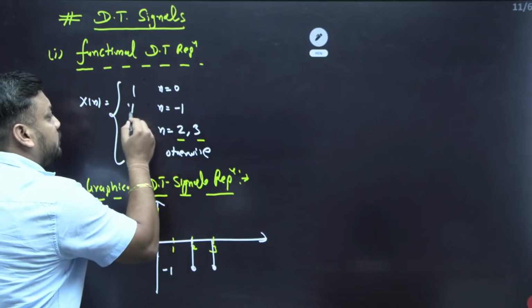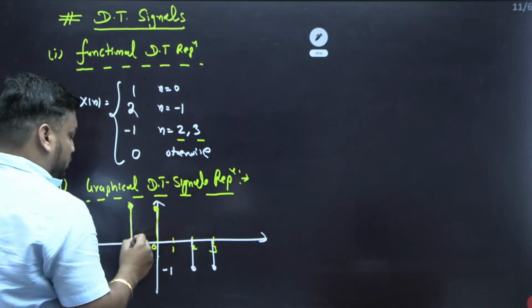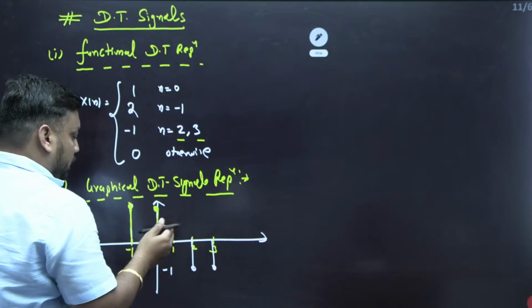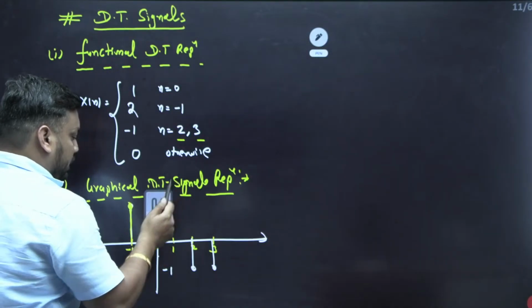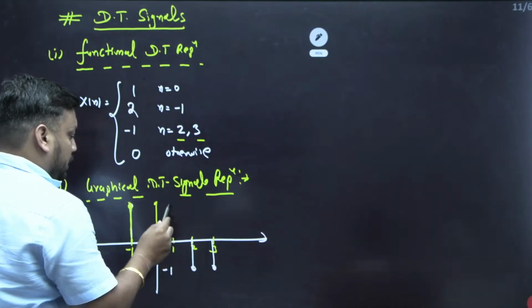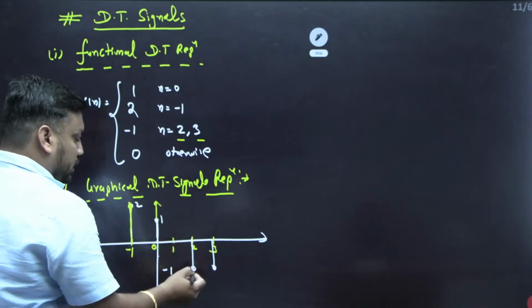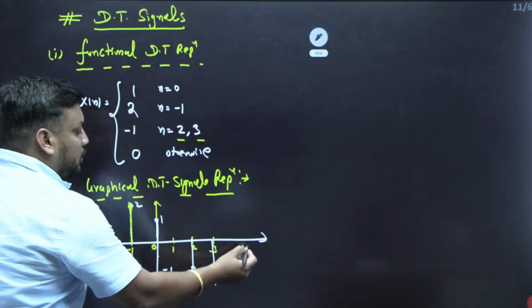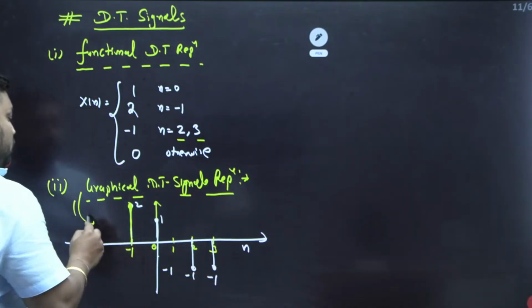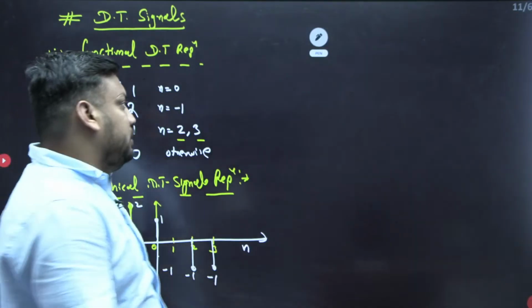You can even change this value, you can take it 2 at n equal to minus 1, then it is 2, then minus 1. So like that it is: it is only 1, it is 2, it is minus 1, it is minus 1. So this is my graphical representation of the same signal. It is very easy, guys, yes or no?